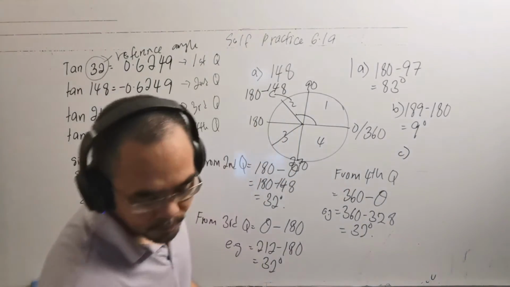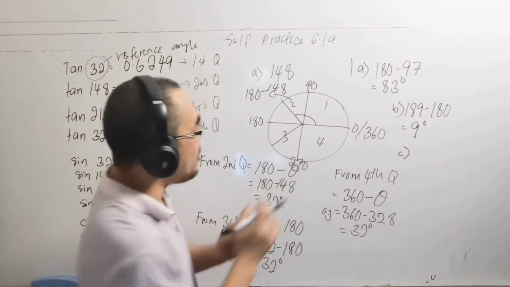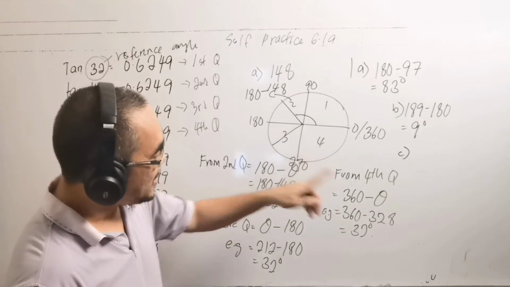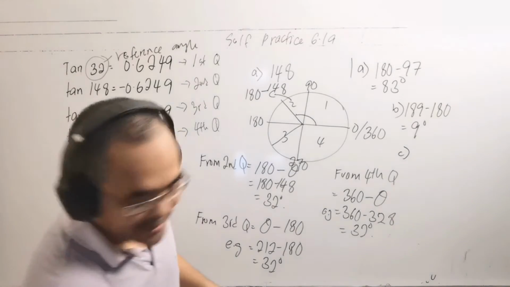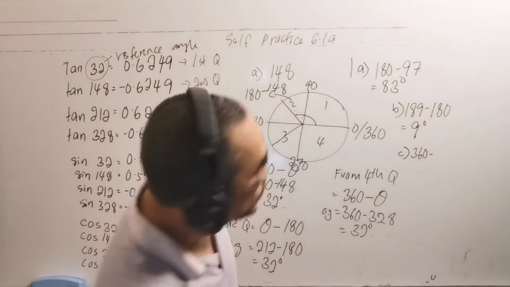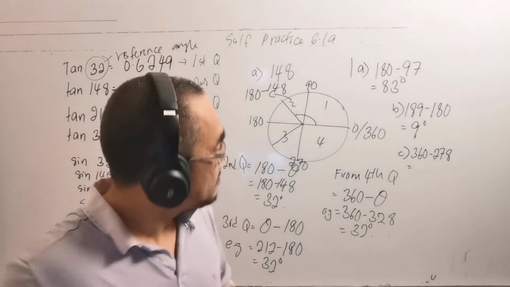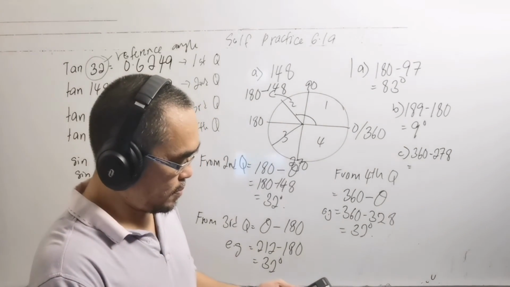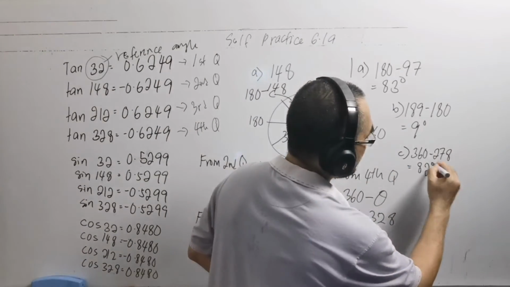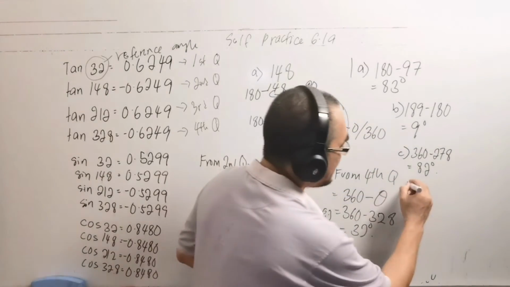For C, 278. 278 will be an angle in the fourth quadrant. So in order to know the angle related to it, it is 360 minus theta. So in this case, it is 360 minus 278, which is 82 degrees. Okay, so all these answers are angles in the first quadrant.